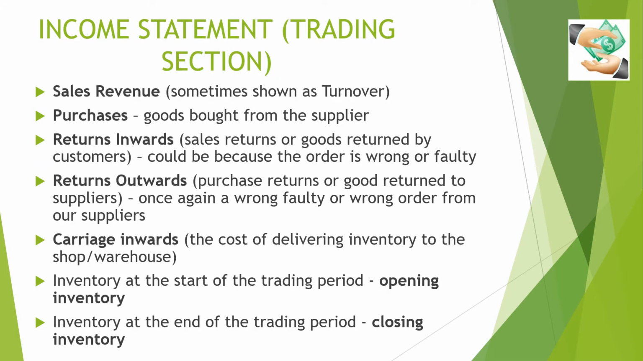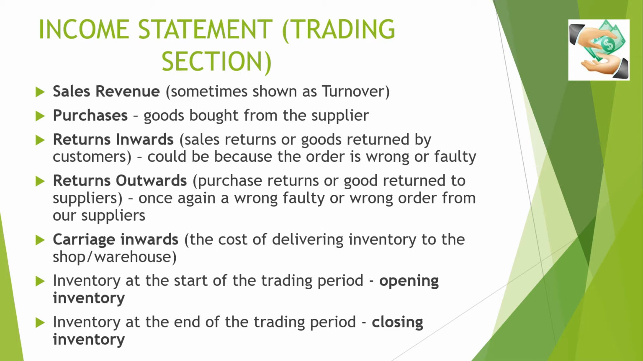In the income statement trading section, a number of different figures will go in here, and it's really important to understand what these are. The sales revenue is the number of products you've sold multiplied by their price, and we sometimes call that turnover. Purchases are the goods that you buy from the supplier, so they will hopefully be bought at a lower price. Returns inwards are sometimes called sales returns, and these are goods that are returned by customers to you. They are returned back into the business, perhaps because the order was wrong or faulty.